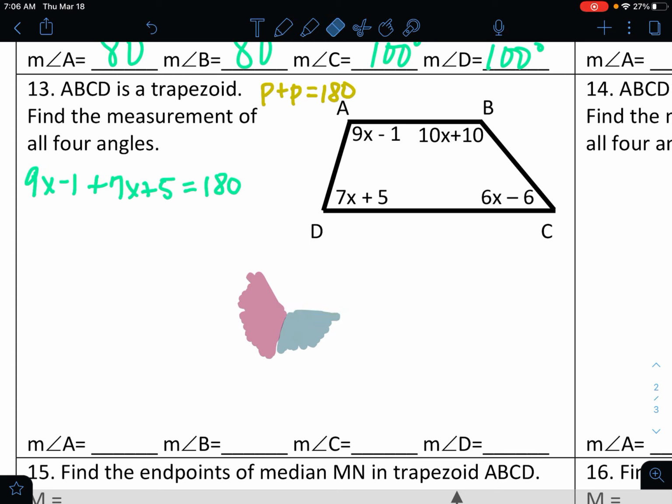So that's not going to work. You can't put two obtuse angles together and make 180. That's not how that works. All right, just had to make that point.